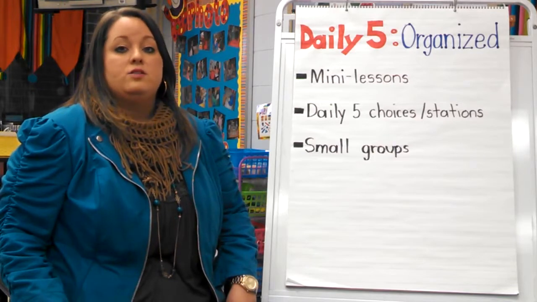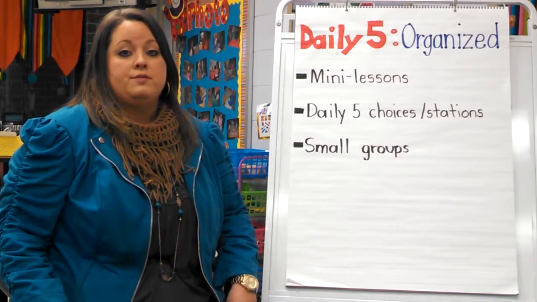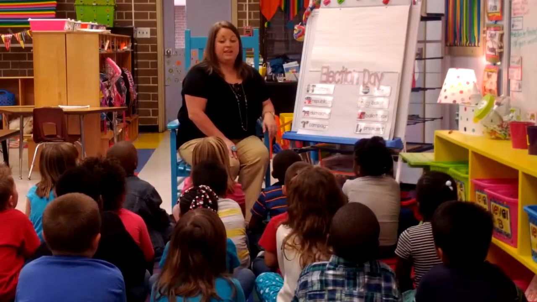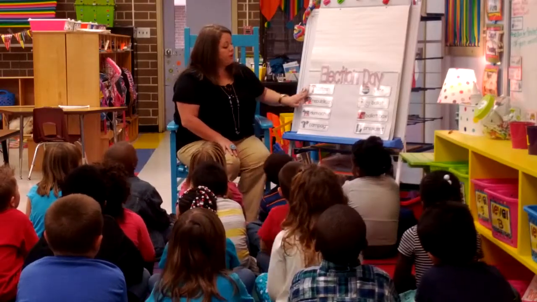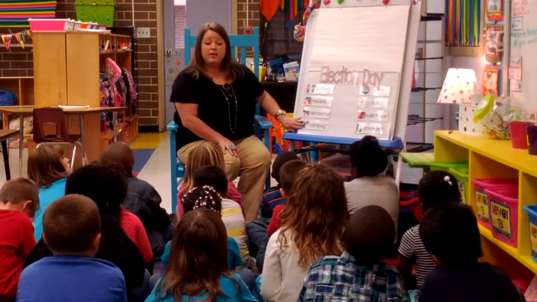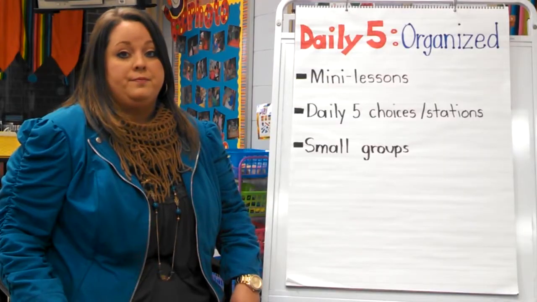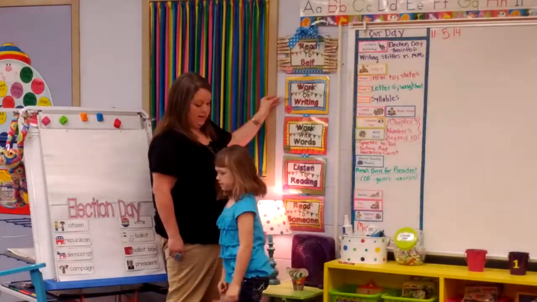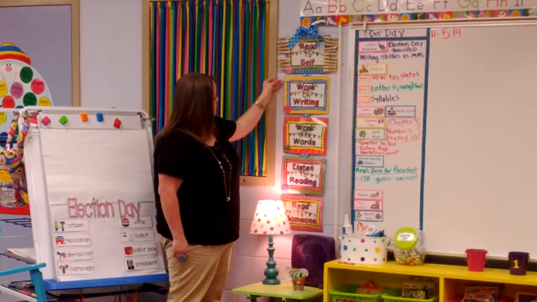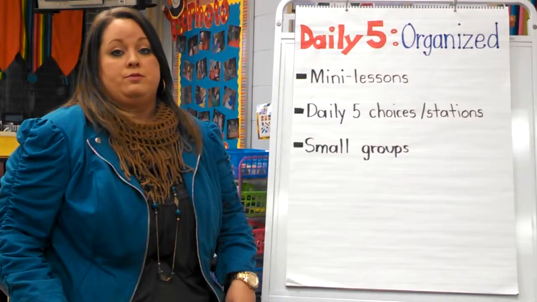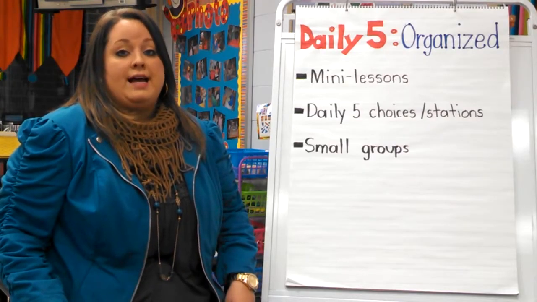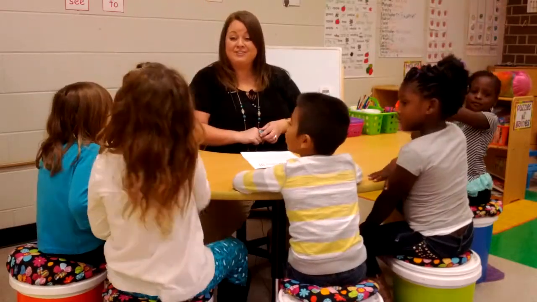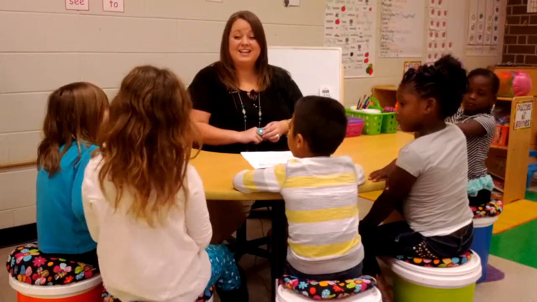The Daily Five is organized into three main parts. The first part of each round is the mini lesson. The mini lesson is a standards-based lesson that lasts no longer than 5 to 10 minutes in length. The next part is the Daily Five choices and stations. This is when the students select their station for that round. Finally, during that time, it is important for the teacher to pull his or her small group for differentiated instruction.